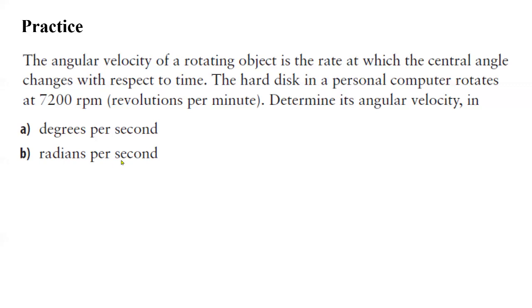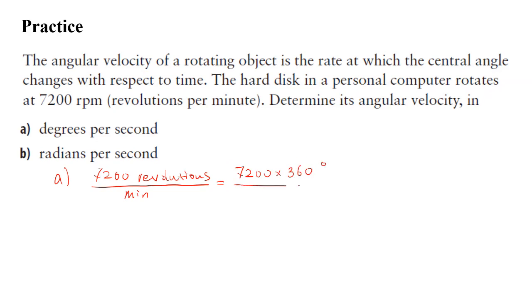All right, let's have a look at the solutions. So first question, 7,200 revolutions per minute, right? And we want to convert it to degrees per second. So 1 revolution equals 360 degrees, right? So 7,200 times 360 degrees. And also we need to convert 1 minute to 60 seconds, right? So in this way, we'll get the speed in degrees per second, which is 43,200 degrees per second, right?